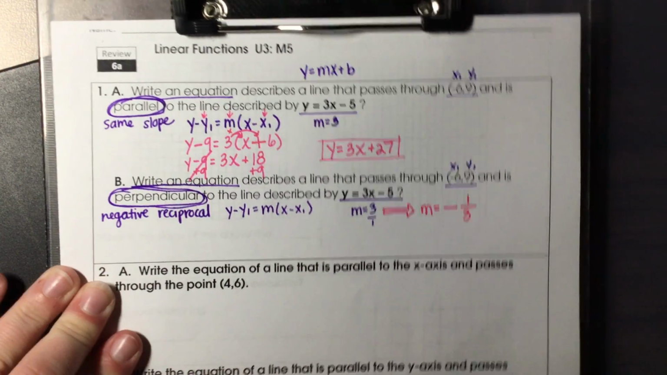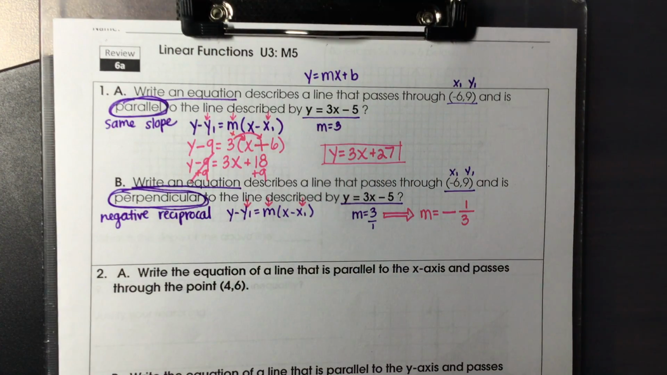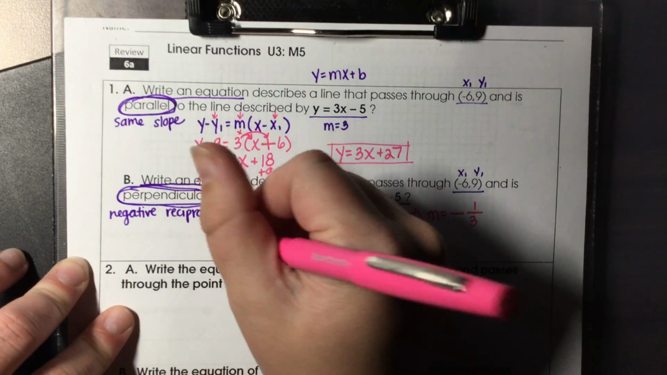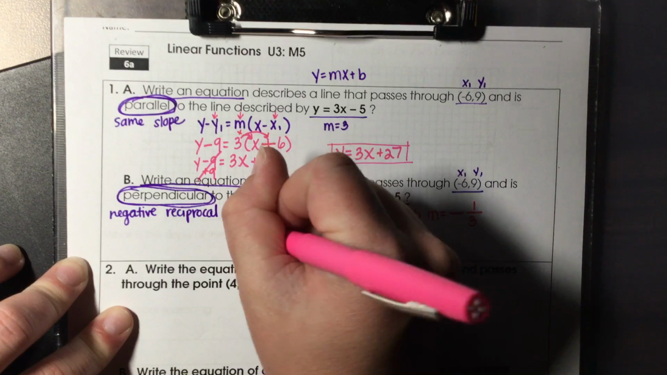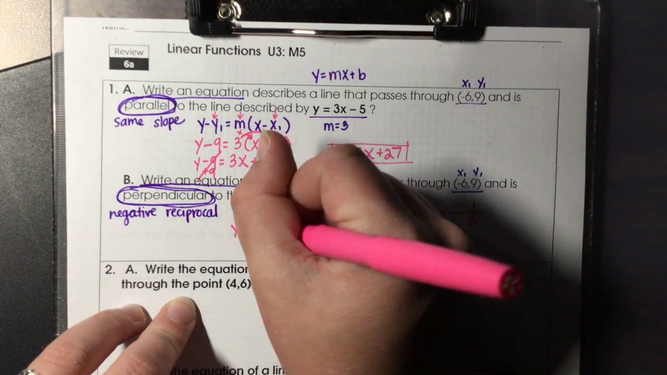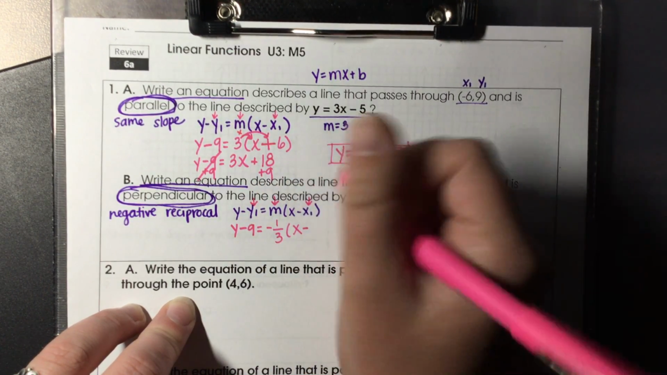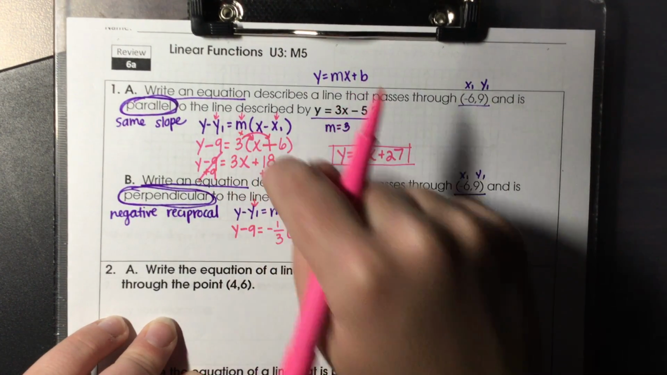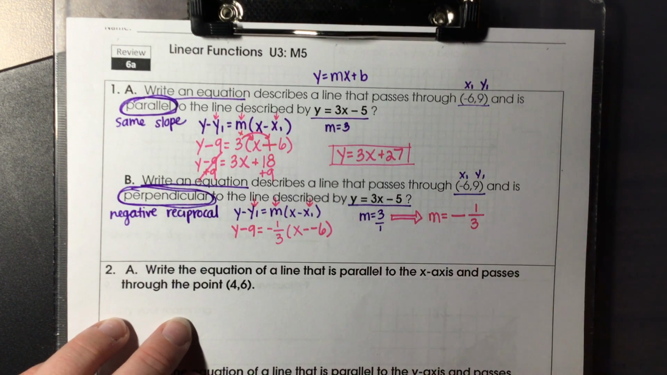All right, the pieces that I have to change are y1, m, and x1. So I've got to plug in that information now. So I have y minus, I have y1, which is 9, equals my new slope. Remember, we're using our new slope, which is negative 1/3. Then I have x minus that negative 6 there. Okay, so now same thing I did on the previous problem. Now I've plugged in the information I have, but now I'm using my perpendicular slope.